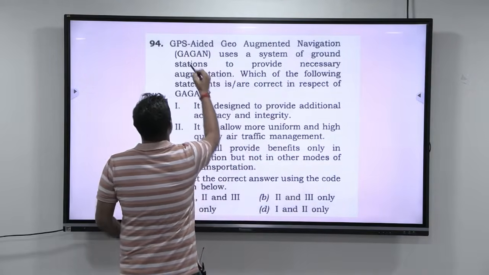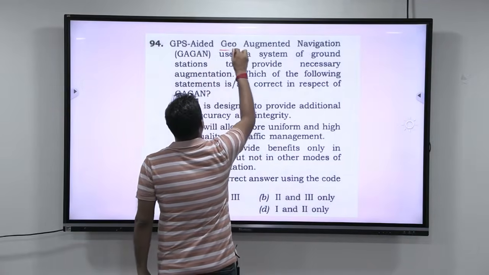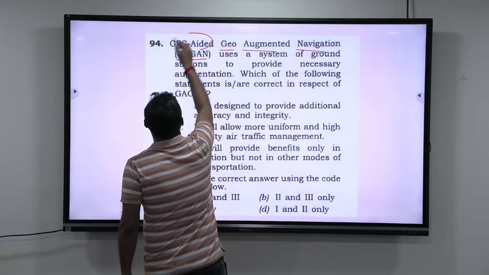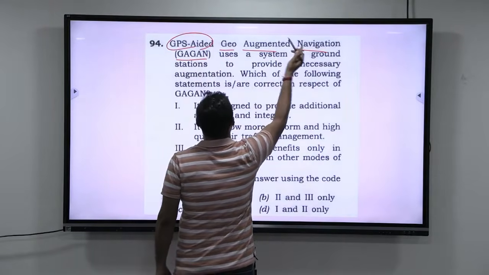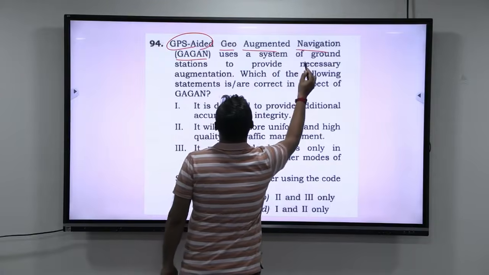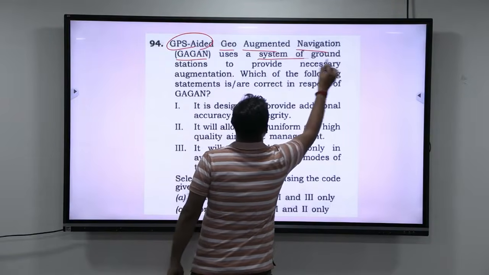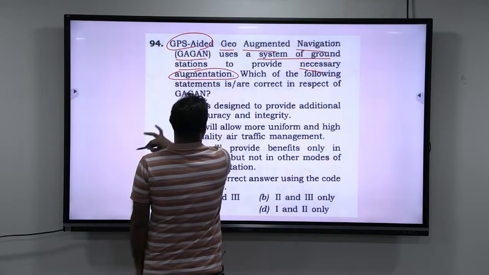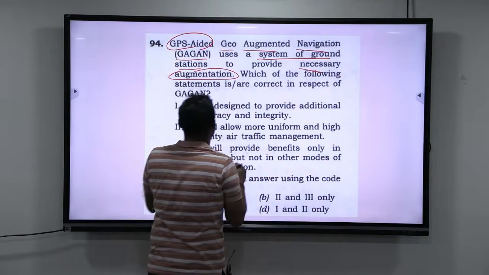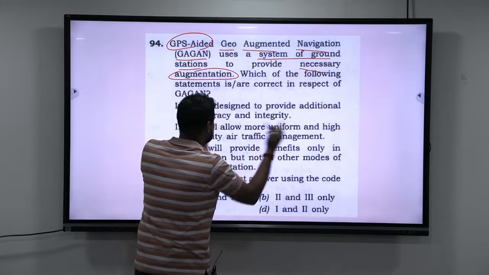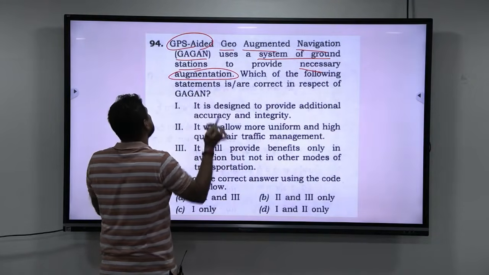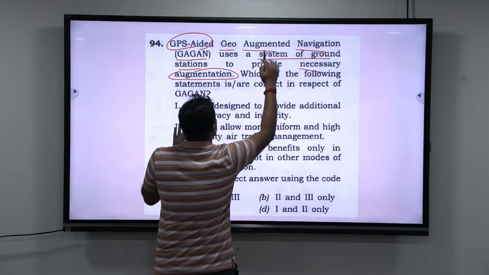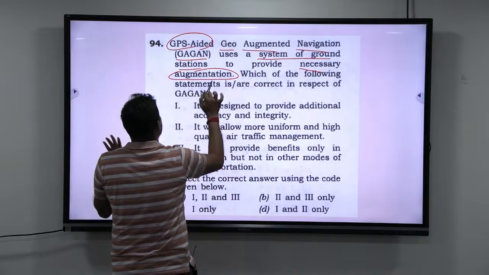Let us see this. GPS aided geo augmented navigation, that is Gagan. GPS aided, okay, it is helped by GPS. Geo augmented navigation uses a system of ground stations to provide necessary augmentation. Augmentation means enhancing. Enhancing will improve the accuracy. This is what should run in your mind. That's all. GPS aided geo augmented navigation means enhanced navigation or more accurate navigation. Okay, that's all you should use.